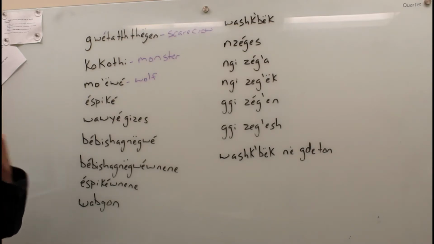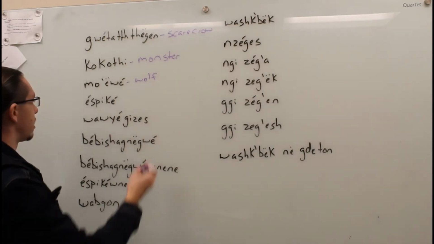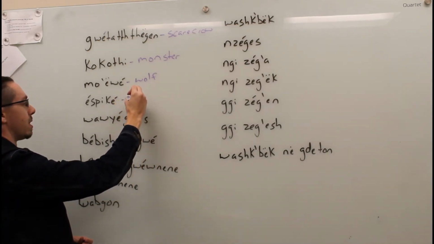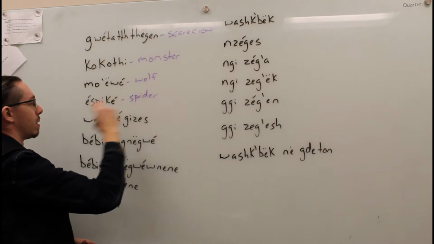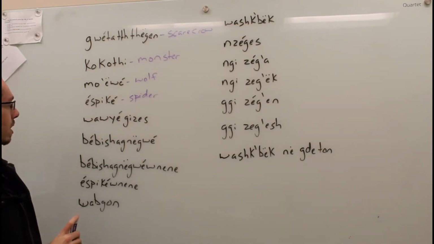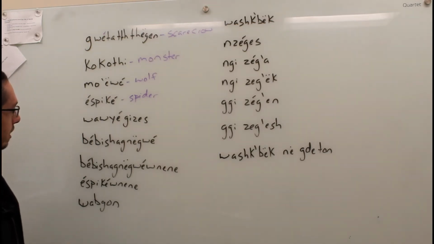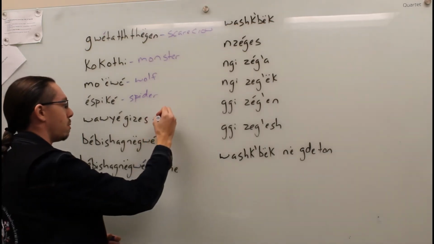Next one down. Aspike. Aspike is a spider. The one who makes silk, talking about the webbing. Waoyagizus is the full moon.